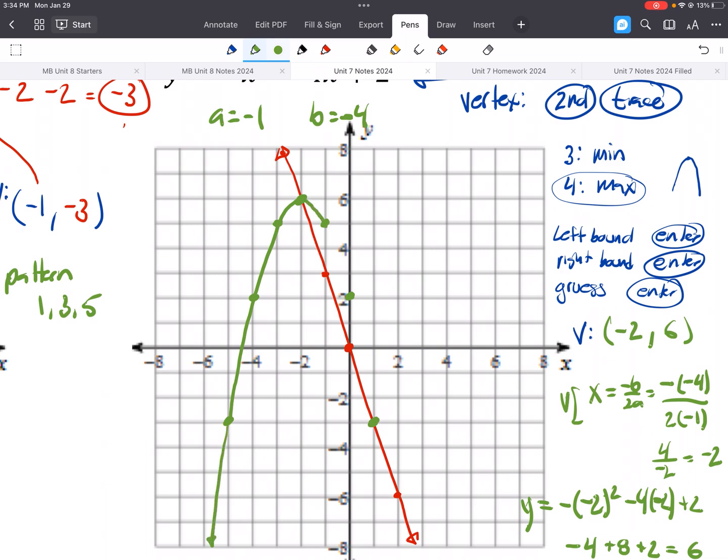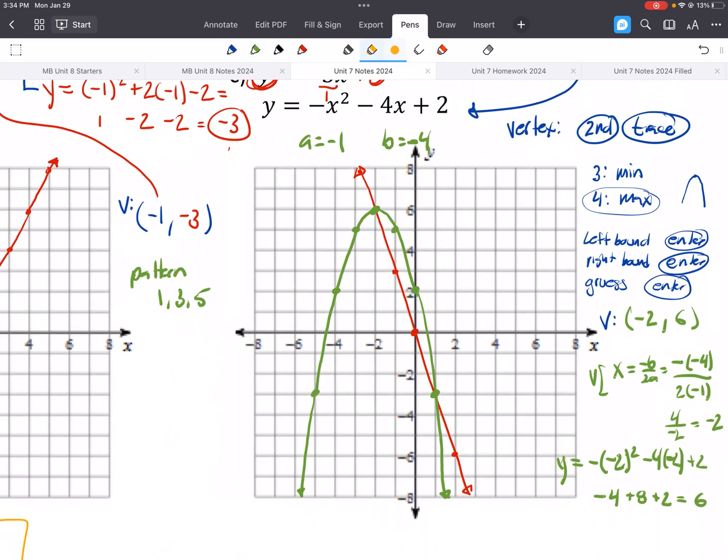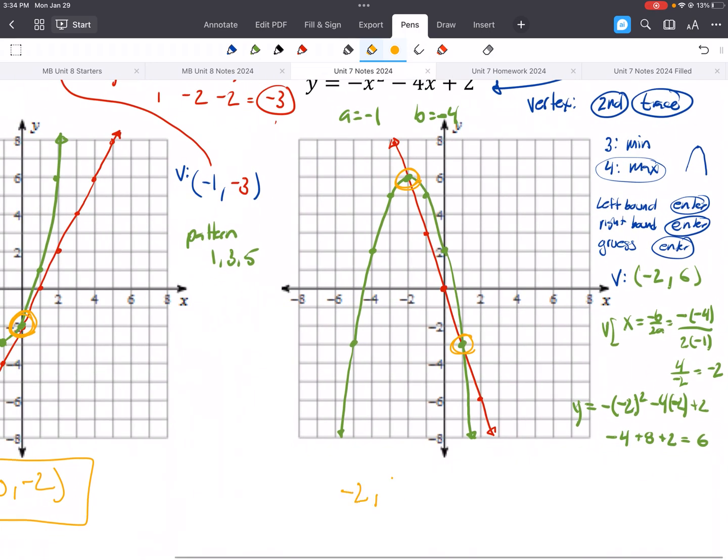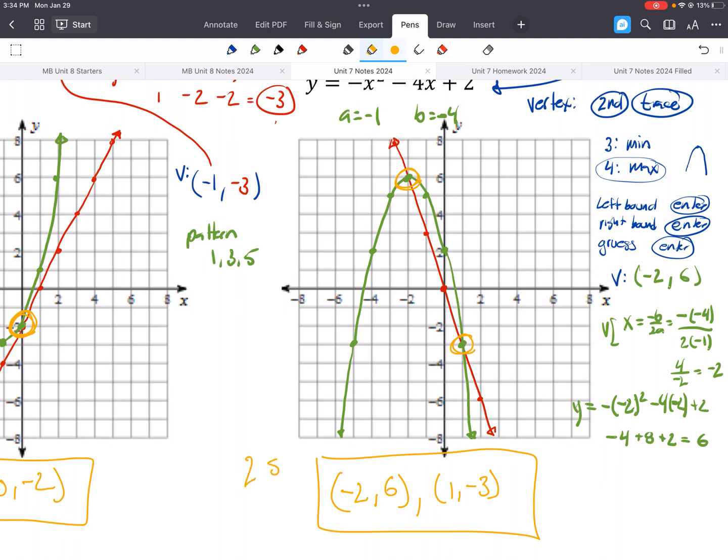And there's one on your homework, perhaps, that if you only do 1, 3, 5, then you're going to miss one of your intersections, one of your solutions. Okay? So here we have our 2 solutions. One is at negative 2, comma 6, and then the other is 1, comma negative 3. So we have 2 solutions.